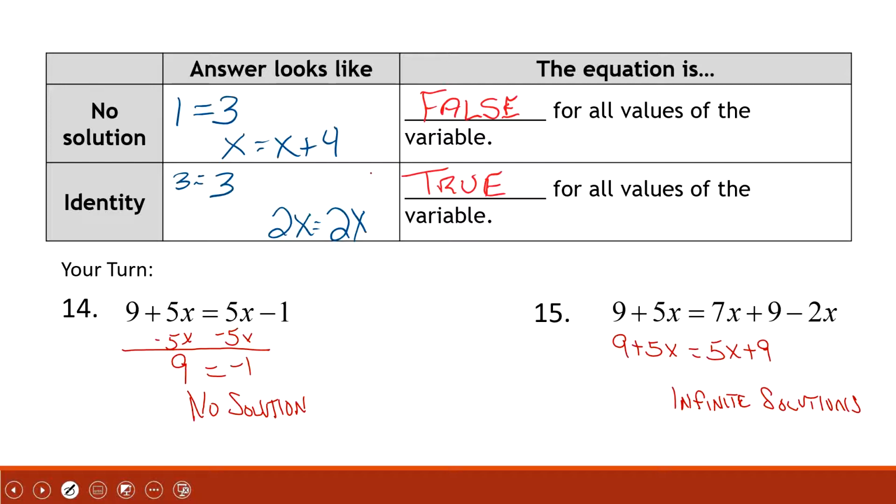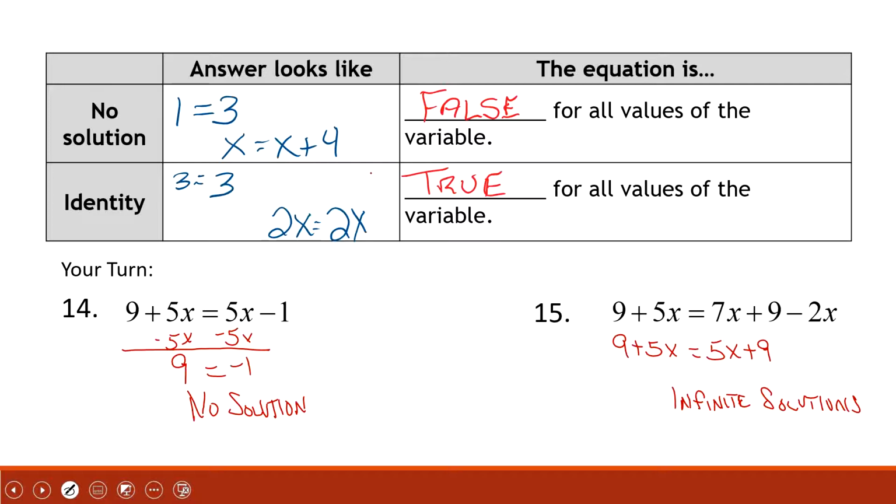Second one we look, we combine our like terms on the right, we end up with 9 plus 5x equals 5x plus 9. It's a different order, but it's the same thing because we can do 2 plus 3 equals 3 plus 2 because 2 plus 3 is 5, 3 plus 2 is 5, 5 equals 5. The same thing here, 9 plus 5x is going to be the same as 5x plus 9. So we have an infinite number of solutions there, or all real numbers, whatever you listed.